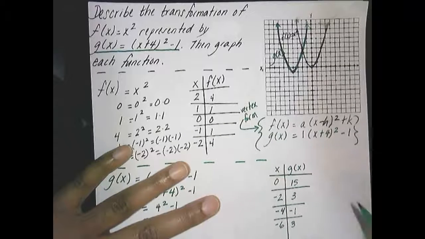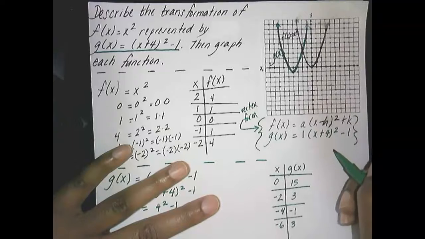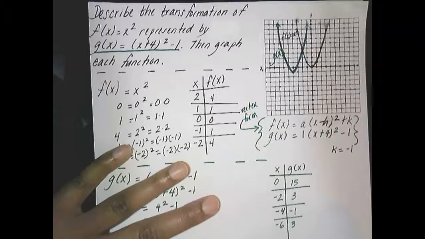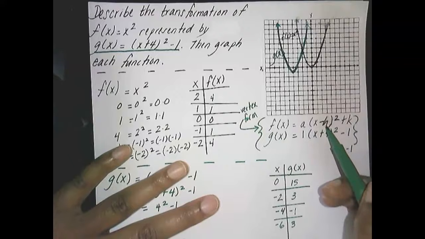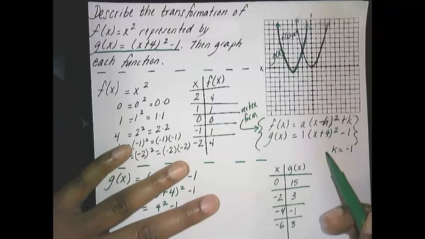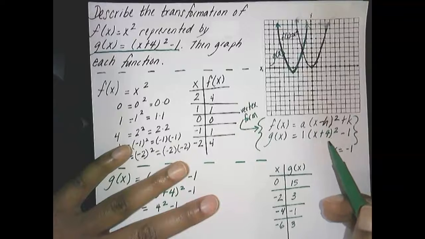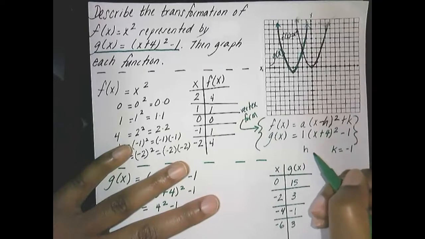But what happens is in the place of k, let's start with k. K is the easier one. We have a plus sign in the front, and in the place of k here, we let k be a -1. Then with h, notice we have a -h, but here we have a +4. So h in this case ends up being a -4.